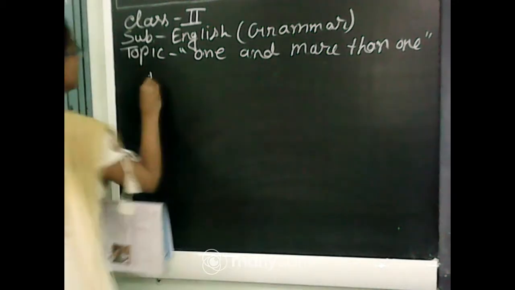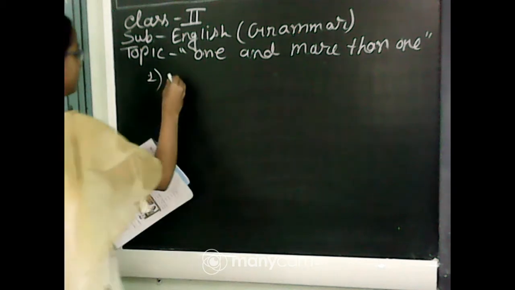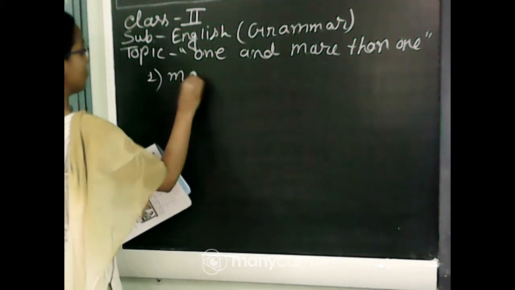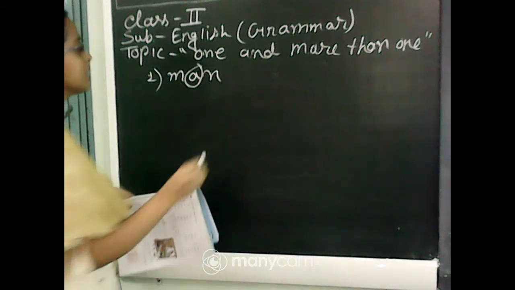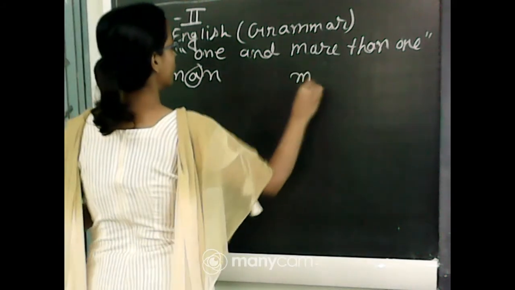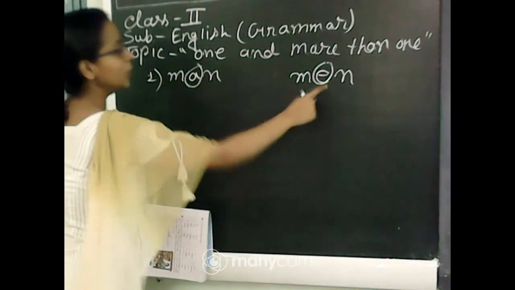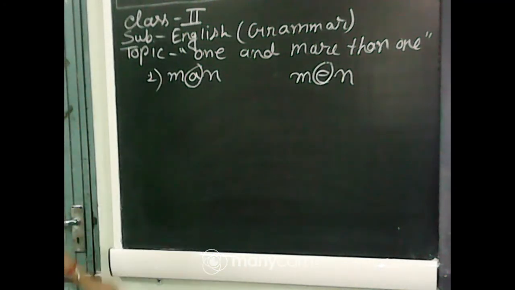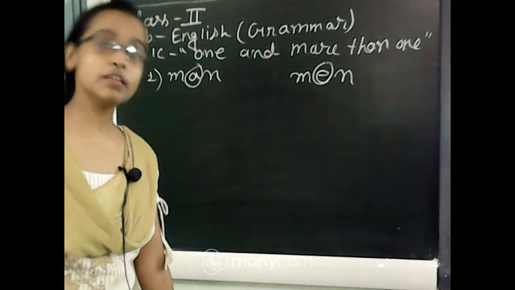Like you can see here, man with men. If we want to make it more than one, like many, what can we do? We just change the a to e. Clear? So like this we can also make it more than one.